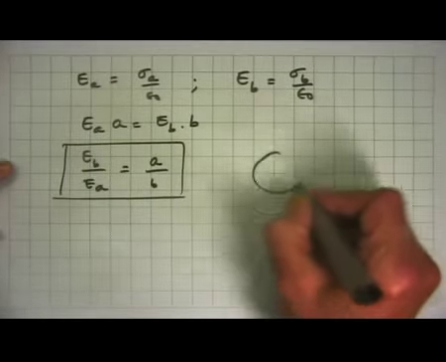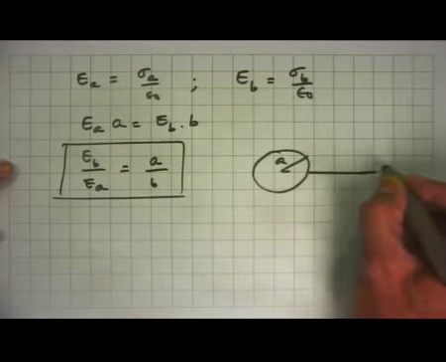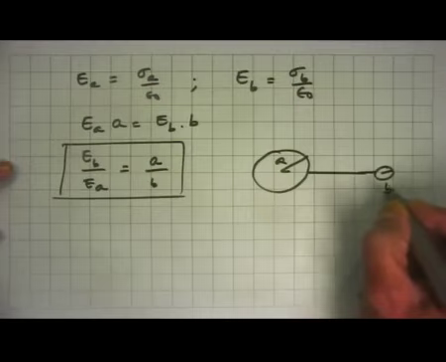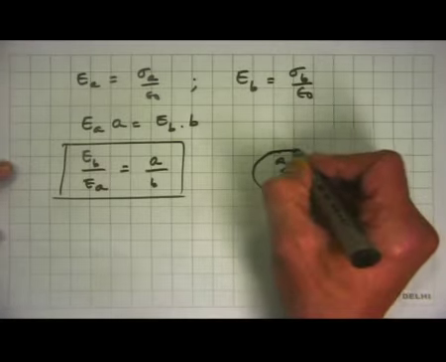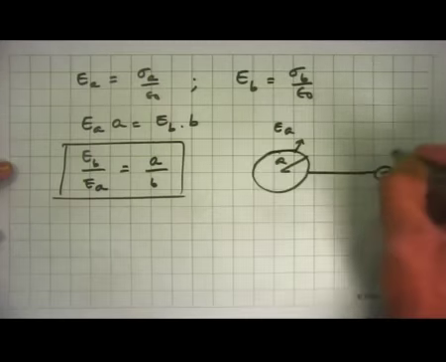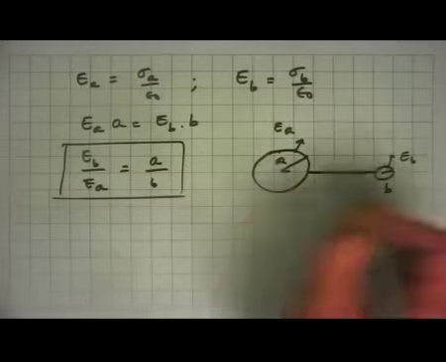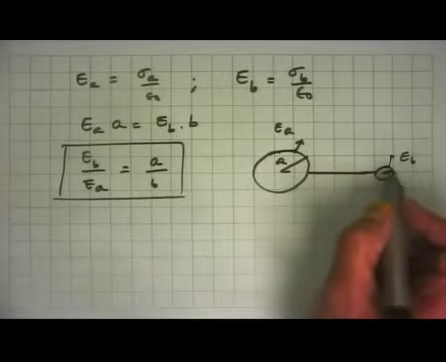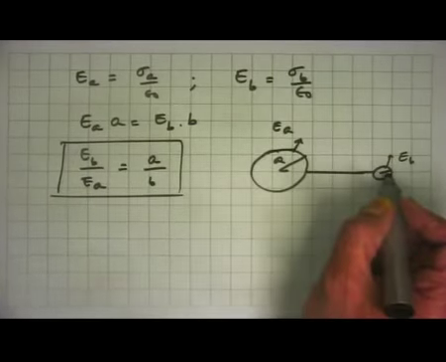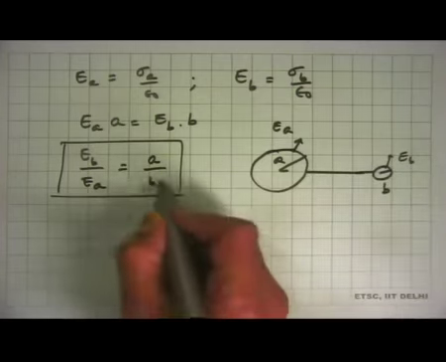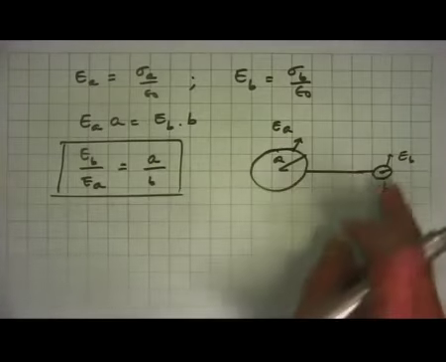So, let me redraw the figure here. You have one sphere of radius A connected to another sphere of radius B. All it implies is that the electric field at this point on the surface is E A, and the electric field here is E B. So, the ratio of these two electric fields, E B by E A, is A by B. So, you see that if B is less than A, E B is much bigger than E A. So, the smaller the sphere, the stronger the electric field.